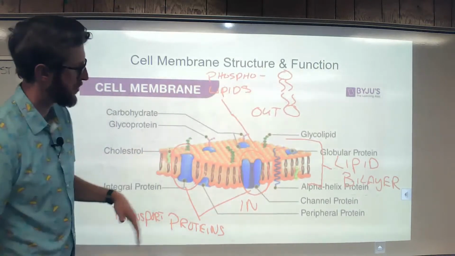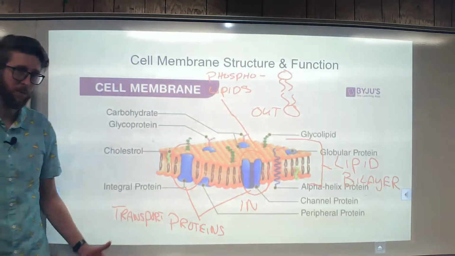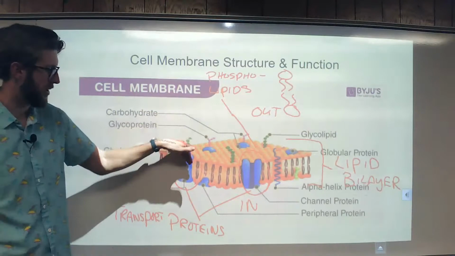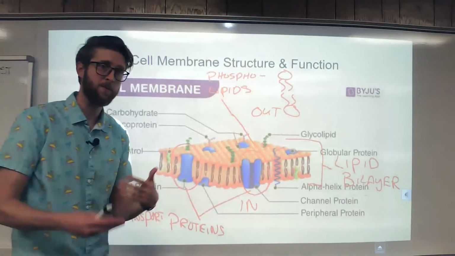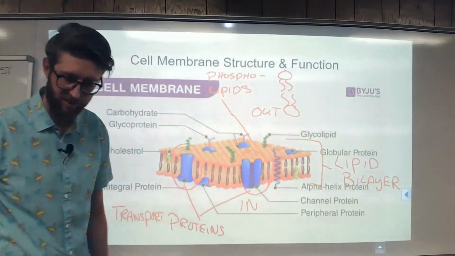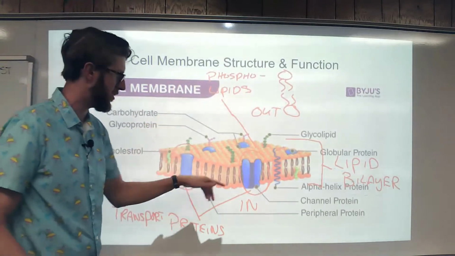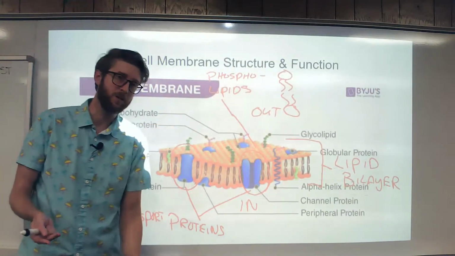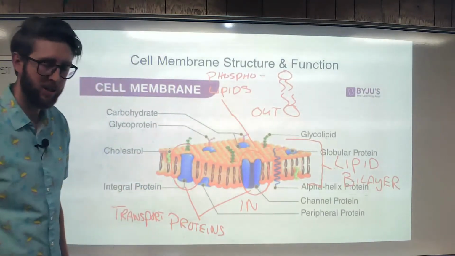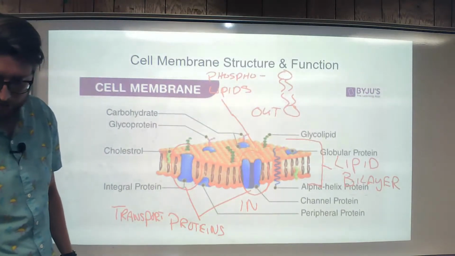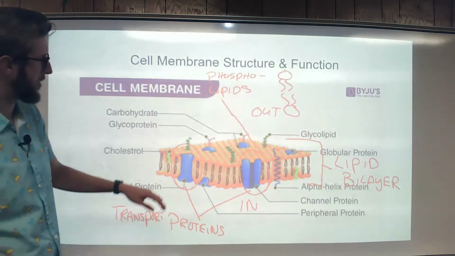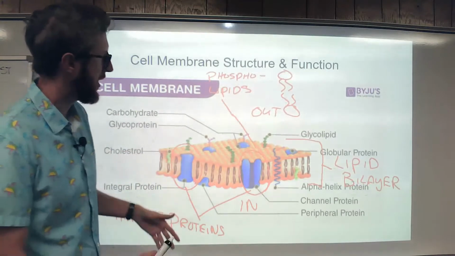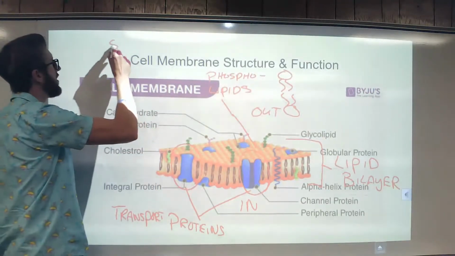These are transport proteins, and they do just what their name implies. They help things to transport into or out of the cell. Stuff needs to get into the cell, stuff needs to get out of the cell. This is how they get into and out of the cell. Actually, there are other ways that they can also get in and out, and we're going to talk about that in just a second.